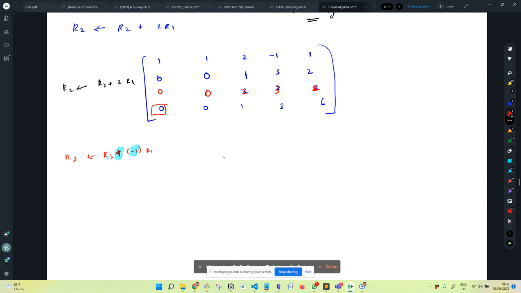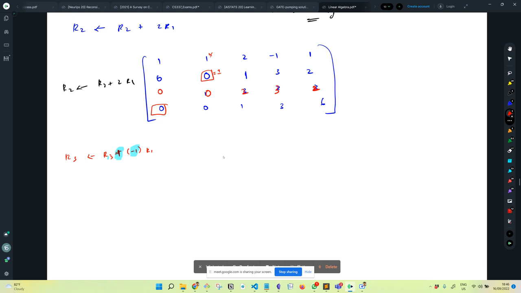Now what we can do is proceed to the second entry of the second column. Because this first entry lies above the leading diagonal, this entry we don't care about, whatever it is. We come to the second entry of the second column. Here, our expectation is that we need to make this entry equal 1. But I find a 0 here.